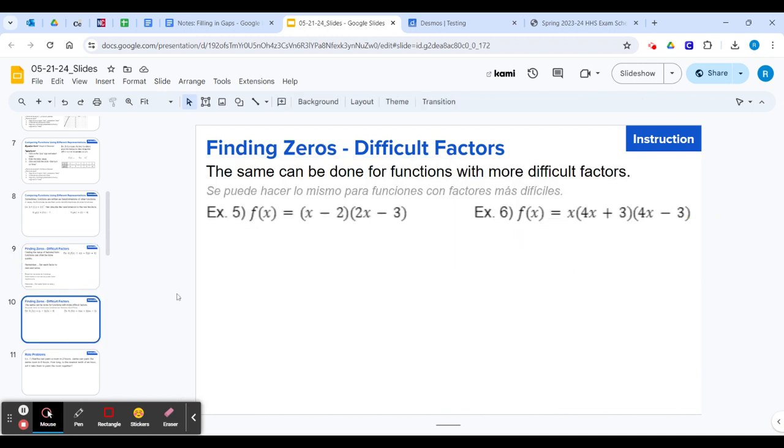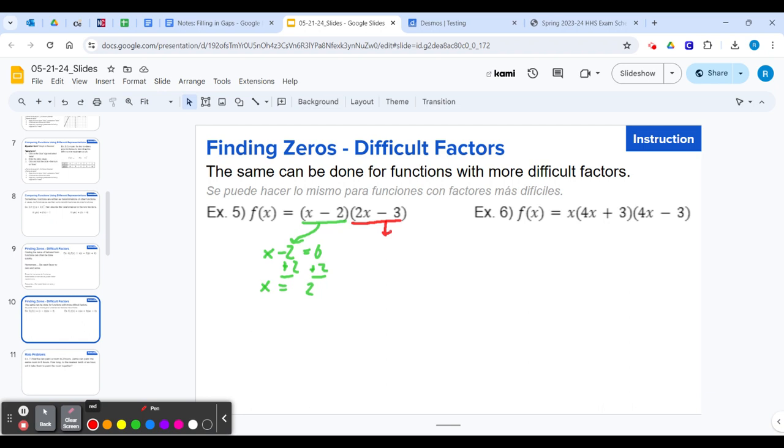Now, we can do the same exact thing for more difficult factors. Notice how in example 5, we have a pretty easy factor, this x minus 2, but now we don't have that same format for this 2x minus 3 here. So I can go through that same process with this x minus 2 first. x minus 2 equals 0. So I add 2 to both sides. I get x equals positive 2 as one of my zeros.